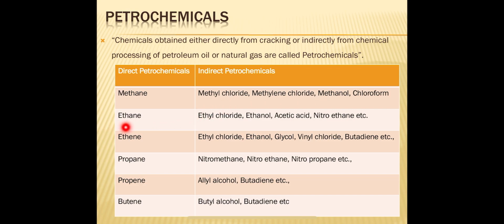In the same way, if we do the chemical processing of ethane, we can get ethyl chloride, ethanol, acetic acid, and ethene also will give ethyl chloride, ethanol, glycol. Likewise, we are going to get indirect petrochemicals. And alkanes isolated from petroleum containing 6 or more carbons can be transformed into aromatic hydrocarbons like benzene, toluene, etc.